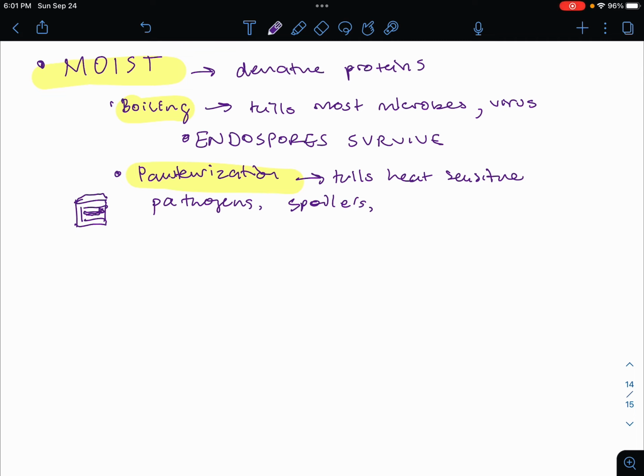We also get pasteurization in beer, so maybe a can of Bud Light. There's a can of Bud Light. As well as juices, so V8.